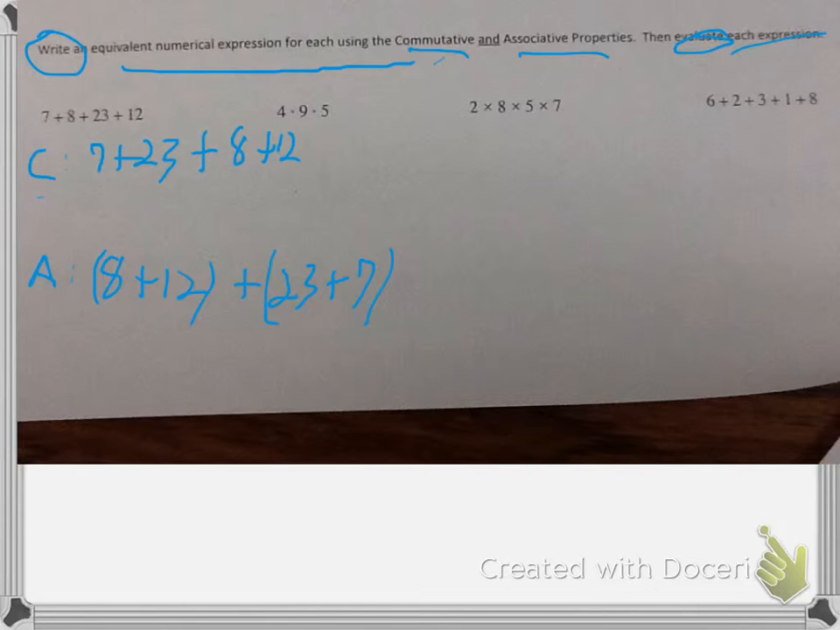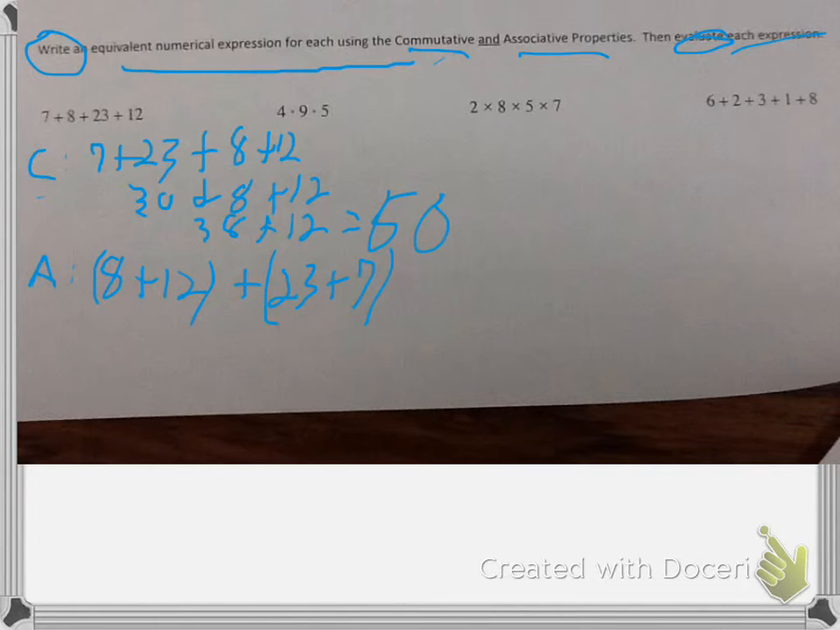So 7 plus 23, that's pretty easy to add, is 30. And then plus 8 is 38. Plus 12, I can add those two things together, and that equals 50.